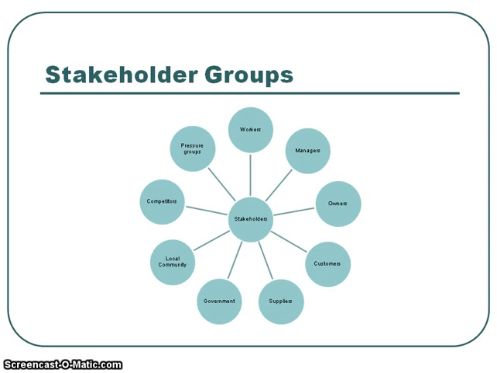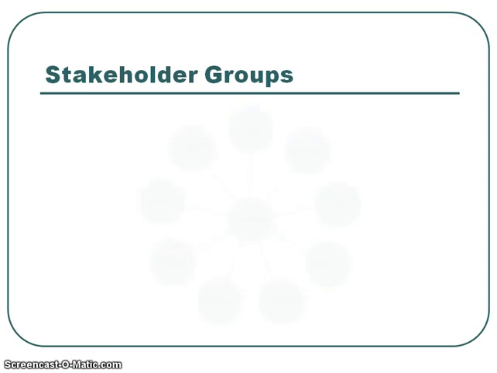You can see the stakeholders in the middle, and all of those 1, 2, 3, 4, 5, 6, 7, 8, 9 groups around the outside are the groups you have to be able to talk about in your exams. So let's start with the first two.